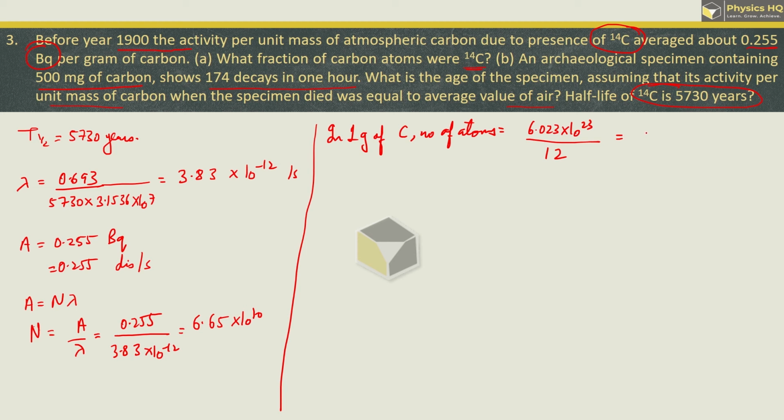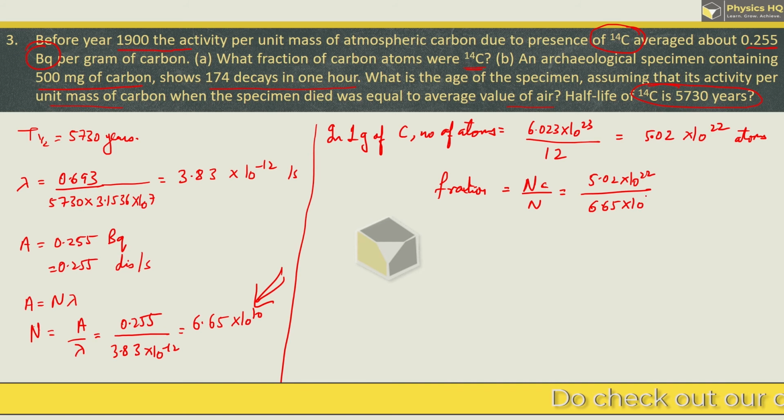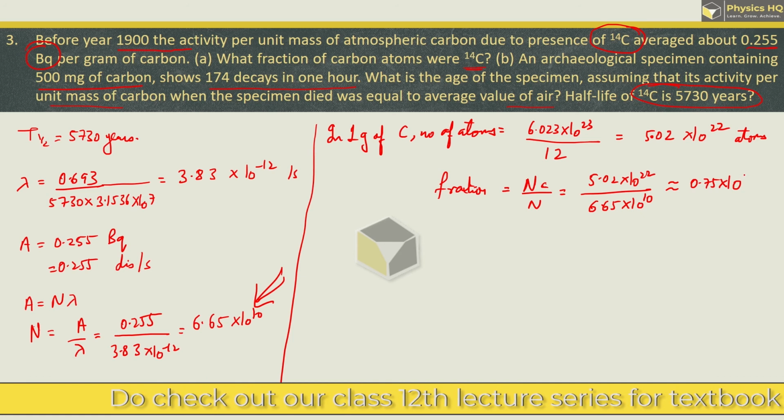Okay, so this will give us 5.02 into 10 raised to 22. This is the amount of carbon atoms that are present per gram, and we need to find out the fraction of these atoms of mass 14, carbon atoms of mass 14. So we will simply take the ratio over here to get the fraction. So the number of carbon atoms that we got divided by the number of isotope atoms that are present. So 5.02 into 10 raised to 22 divided by the number that we got, 6.65 into 10 raised to 10. Now this comes out something around 0.75 into 10 raised to 12.